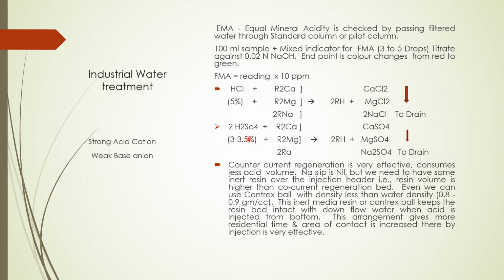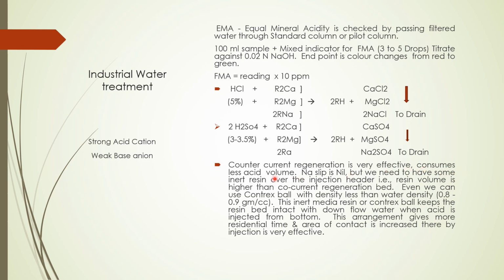If sulfuric acid is used at 3 to 3.5%, similarly the resin bed, which has calcium, magnesium, and sodium, will react with the acid to form RH, and the sulfates, calcium sulfate, magnesium sulfate, and sodium sulfate, go to drain. The countercurrent regeneration is very effective.